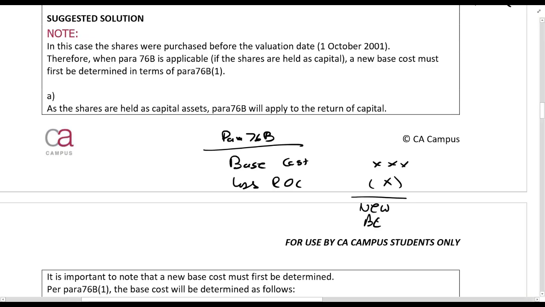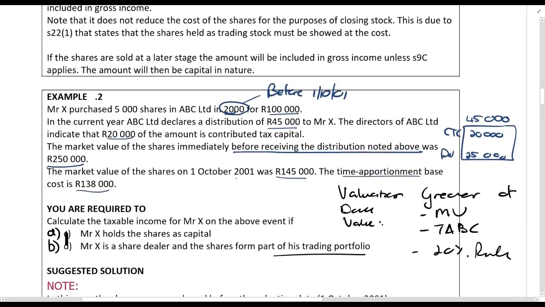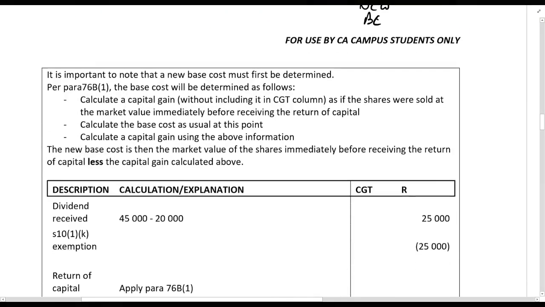If the shares were purchased before 1 October 2001, this is a problem for us, that base cost there. So we need to first recalculate that. How do they tell us to calculate it? They say you must calculate it as if you sell all the assets at its market value of 250,000 rands. You calculate CGT, but you don't include it in the CGT column. And then you treat it as if you bought it for 250 minus the capital gain. So let me go and show you in situation A.